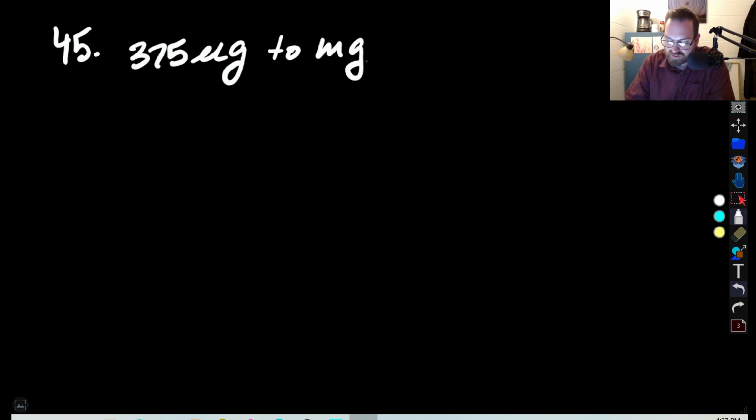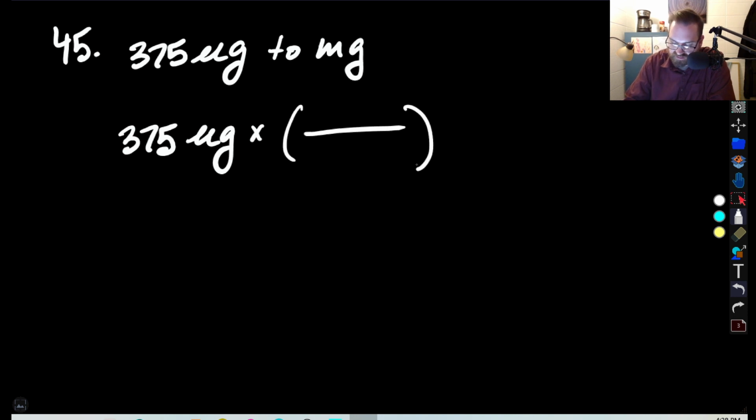So we've got 375. In this case, it's micrograms. So that's the Greek letter mu. And we're converting that to milligrams. Well, again, just a reminder that micro is 1,000 times smaller than a milli. So to convert this, we'd have 375 micrograms times, in this case, 1,000 micrograms in a single milligram.